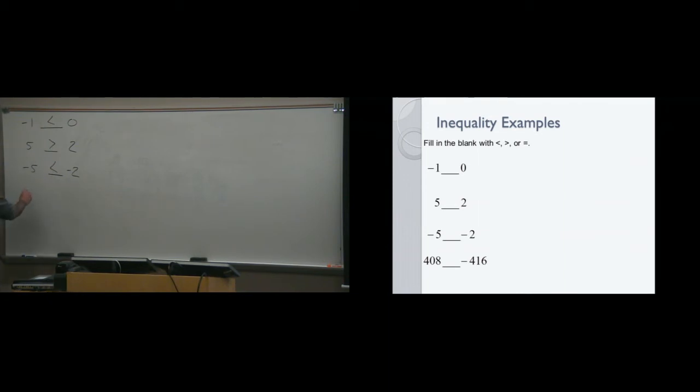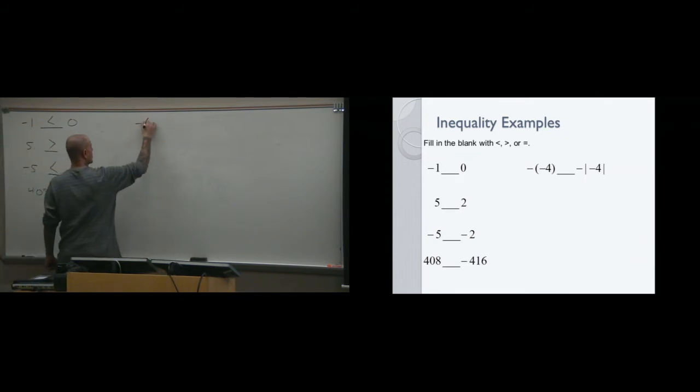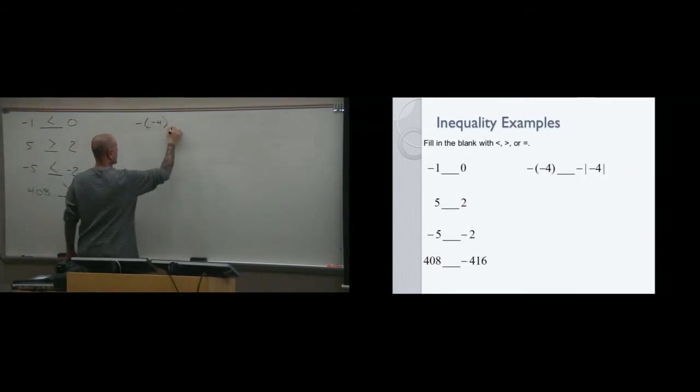So here we've got 408. We want to compare that to -416. So which one do we use? Good. Greater, right? A positive number is always greater than a negative number, no matter what they are, right? Positive balance in your bank account, always better than a negative balance in your bank account. Now here, we start to get a little more complicated.